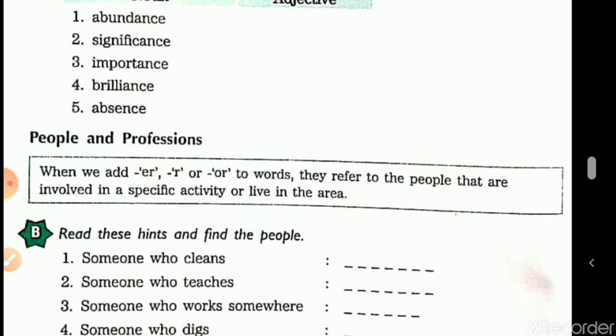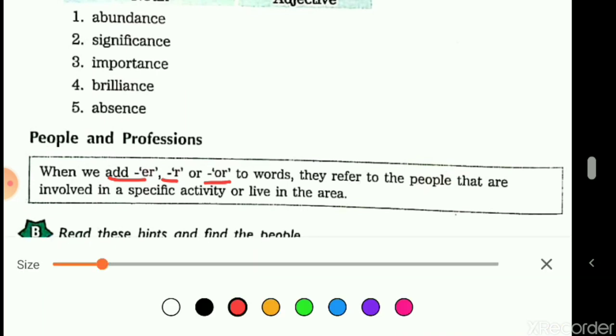Now when we add ER, R or OR to words, they refer to people that are involved in a specific activity or live in the area. बेटा अगर हम वर्ड के लास्ट में ER, R, OR लगाते हैं तो वो बताते हैं कि पर्टिकुलर जिस एरिया में वो रहते हैं वो या जो प्रोफेशन है वो. फॉर एग्जाम्पल आई टीच स्टूडेंट, आई एम अ टीचर. टीचर की स्पेलिंग में लास्ट में भी बेटा ER है. डॉक्टर की स्पेलिंग में क्या है? OR है लास्ट में. तो ये जो ER OR वाले वर्ड्स होते हैं ये क्या बताते हैं? आपका प्रोफेशन बताते हैं. नाउ लेट्स ट्राई टू सॉल्व द एक्सरसाइज.